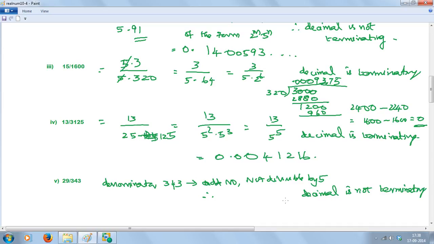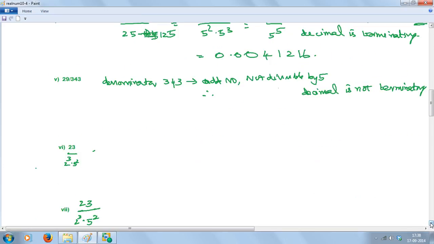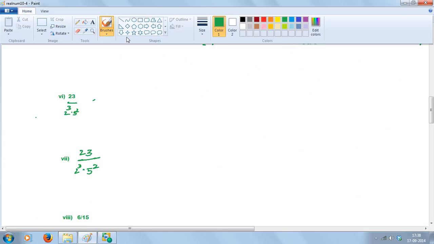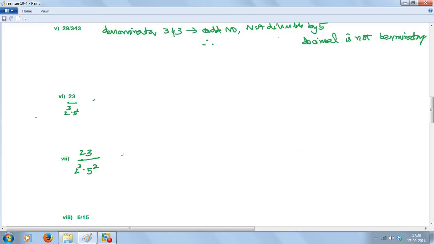Now, 29 divided by 343. We work it out, we get a very long odd number. Please make an attempt. This problem is repeating. I will just strike off one of the problems.